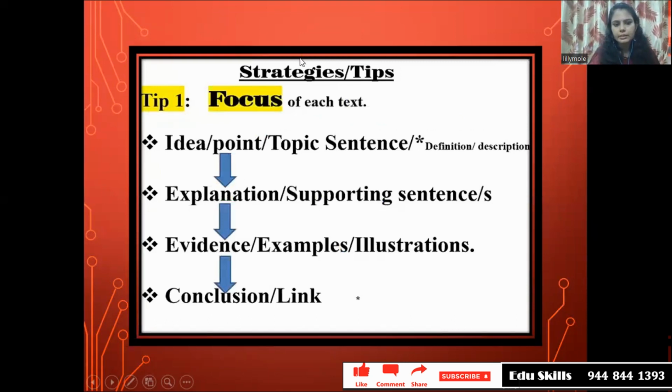Again, what is the focus? The idea or topic sentence. Maybe there is a definition or description. What they are telling about it, that is the topic sentence. Then they will give an explanation. That is called a supporting sentence, where they are explaining the topic sentence. The next one is the evidence, where they give examples or illustrations to support the main idea. Then they will restate it in the conclusion.